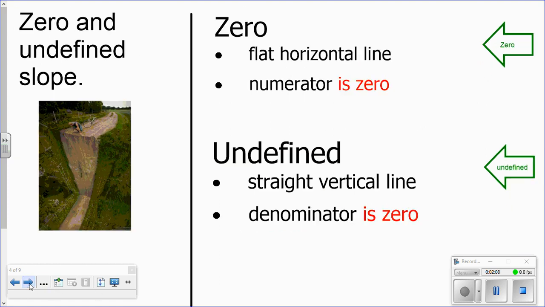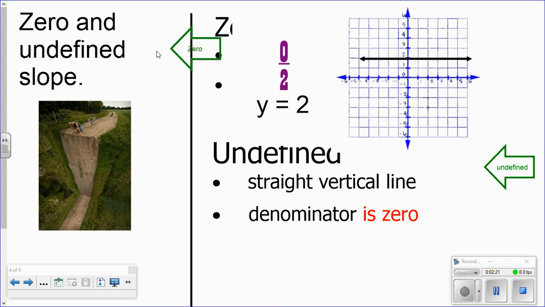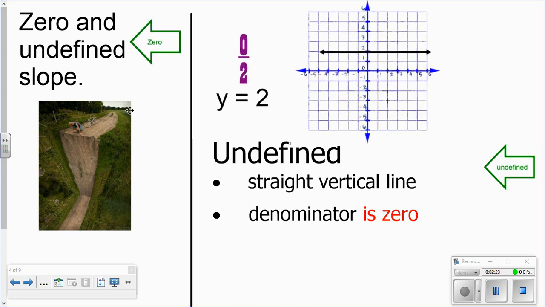There are two other kinds of slopes that we don't use quite as often. One is called a zero slope, which just means it's a flat horizontal line. And in this situation, the numerator is 0. So for example, if we have the slope of 0 over 2, that's the same thing as y equals 2, and you can see here it's a flat line right at 2. That's a zero slope. Think of it like a sidewalk. You're just walking along. You're not going uphill, you're not going downhill. It's just a zero slope.